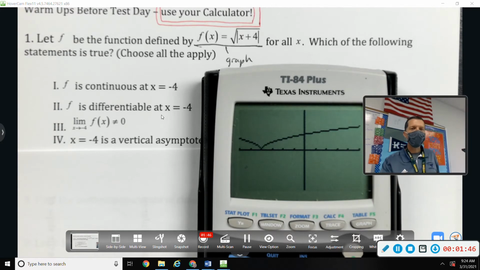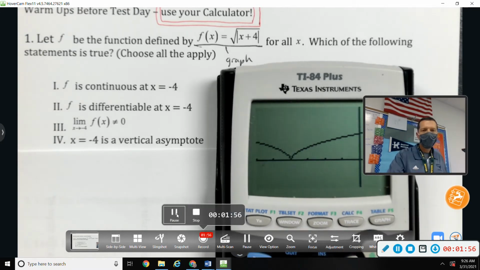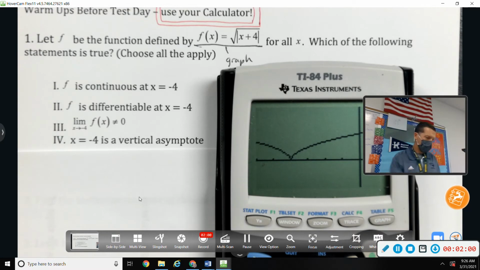Now we've reached sort of the calculus part of the question. Is it continuous? Is it differentiable? What's the limit? And is there a vertical asymptote? So I'm going to slow down a little bit and let you answer those. Yeah, it's continuous. Like, I can draw it without lifting my pencil. So yes, it's continuous. Continuous doesn't matter what the shape really is.